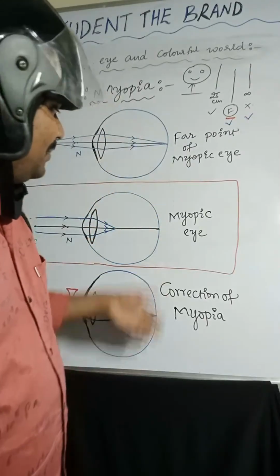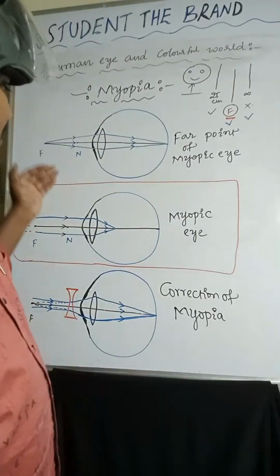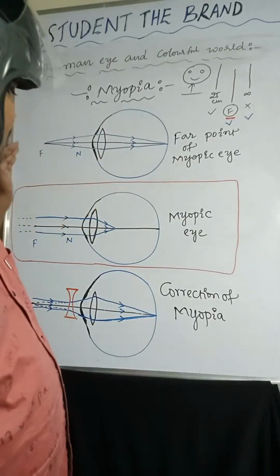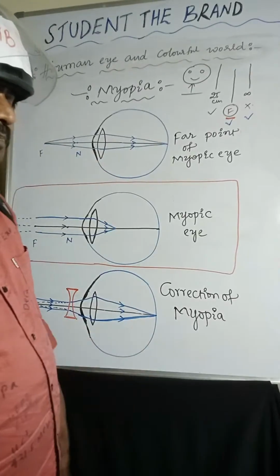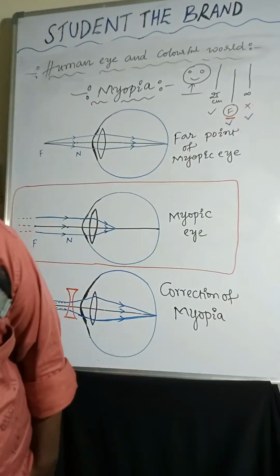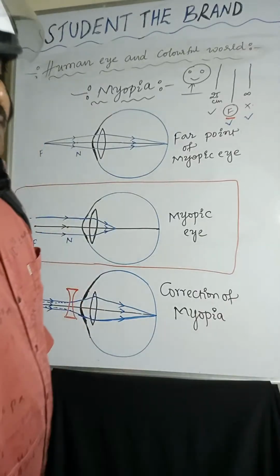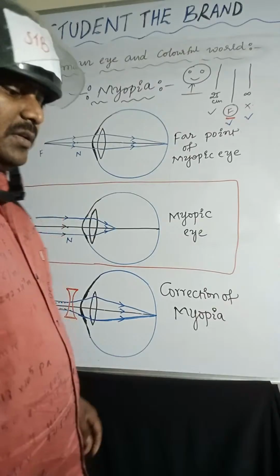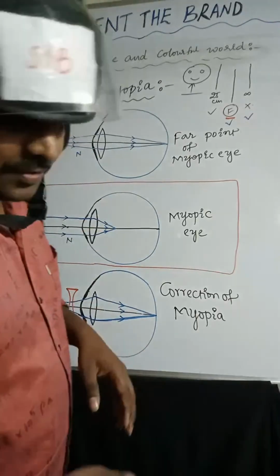Okay. So very, very important. What are the diagrams I drew on the board? Three diagrams you have to remember and practice: the far point of myopic eye, the myopic eye, and the correction of myopia. Understood? Check once, observe the diagrams. Next, I will explain about hypermetropia. Here you have to show the diverging nature, because a concave lens is of diverging nature. This is about myopia. Coming to hypermetropia.